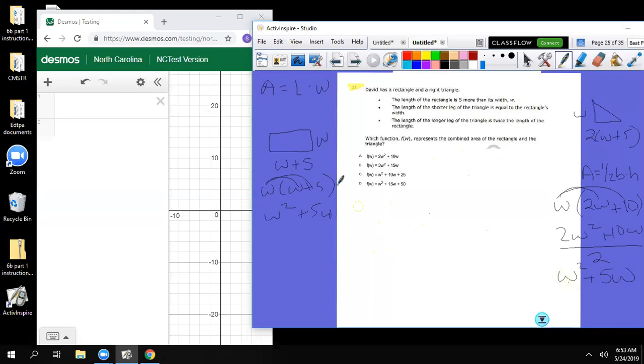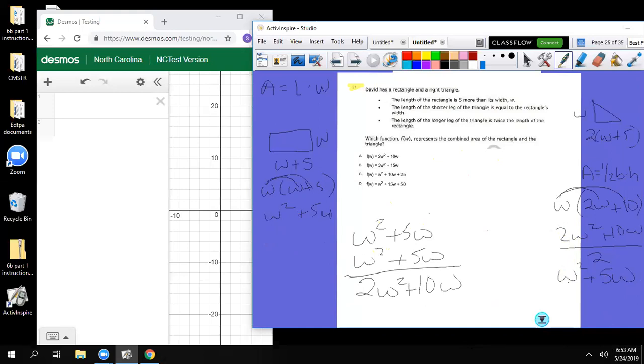All right, so now I have the area of my triangle. I have my area of my rectangle, and it says that f of w represents the combined area of the rectangle and the triangle. So the combined area means I'm going to add my rectangle area plus my triangle area. I'm going to perform that here in the middle, so we know we're joining them together. So w squared plus 5w plus w squared plus 5w. And in total, I have 5w plus 5w, that's 10w. And I have 1w squared plus 1w squared, it's going to be 2w squared.